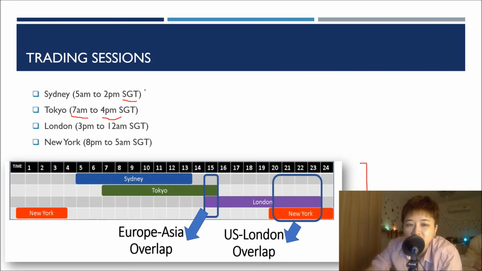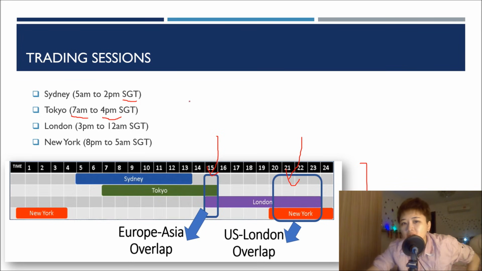So I realized that certain of these sessions, they overlap, okay? You can see over here. Europe, Asia overlap, and also US, London overlap. So whichever trading center is open at that point of time, the brokers are going to pull the quotes from that trading center that is currently open and then give you the quote. So best trading time, it actually depends on the currency pair that you are trading. Because for example, if you are trading Aussie yen, then it's better for you to trade during this time.